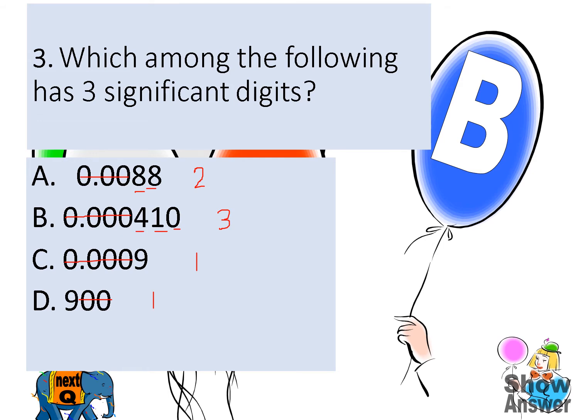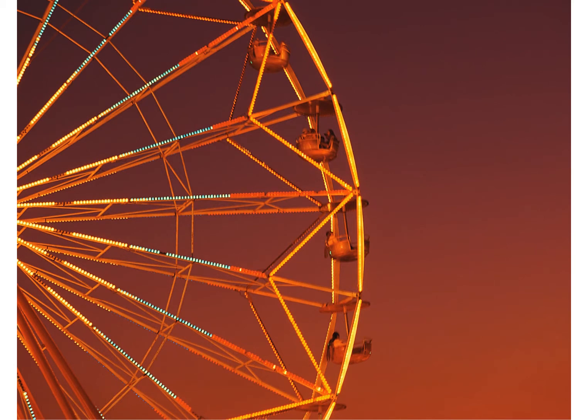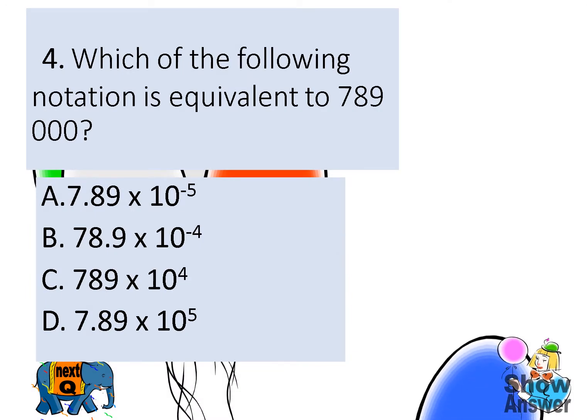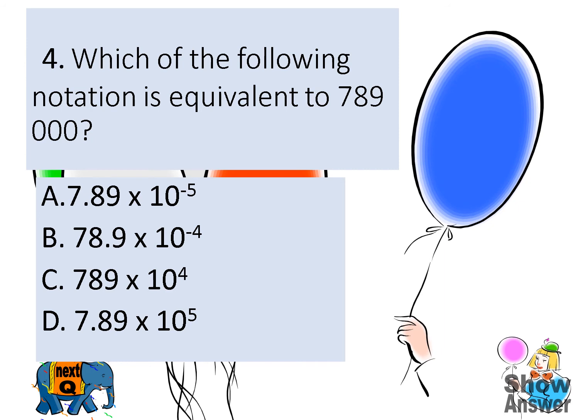Let's have the next question. Which of the following notation is equivalent to 789,000? Is it A, 7.89 times 10 to the power of negative 5? Or B, 78.9 times 10 to the power of negative 4? Or letter C, 789 times 10 to the power of 4? Or D, 7.89 times 10 to the power of positive 5? What do you think is the answer? Let's now show the answer. The correct answer is letter D.